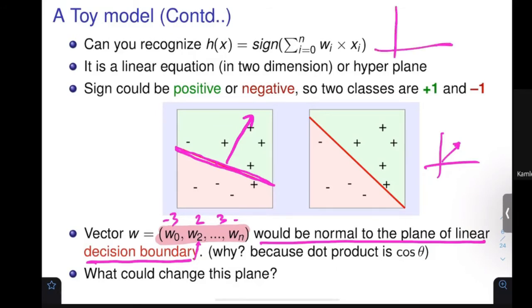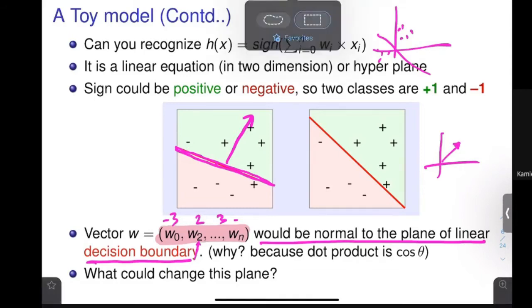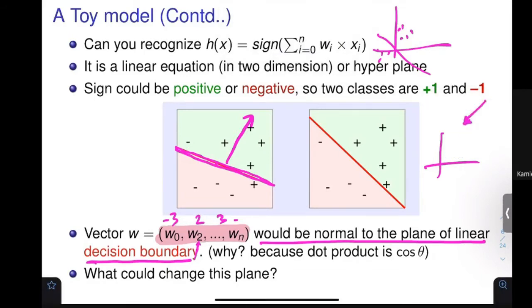A few minutes back, we saw that if the data is here and the separating line is here, we can take it anywhere. I say take it here so that it passes like this. Can you always do that? Yes, we can always do it. We mentioned this a few minutes back. Now, if I take this vector and try to plot it over here once again.